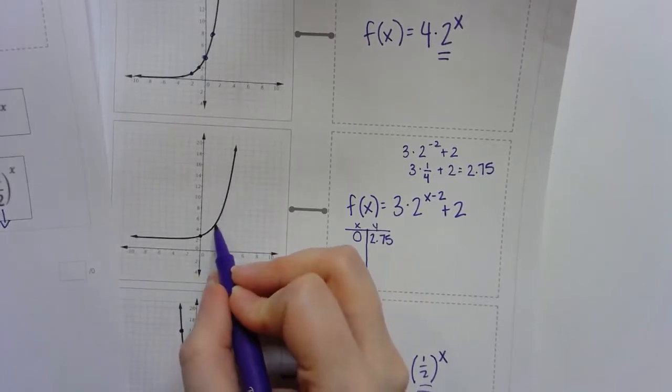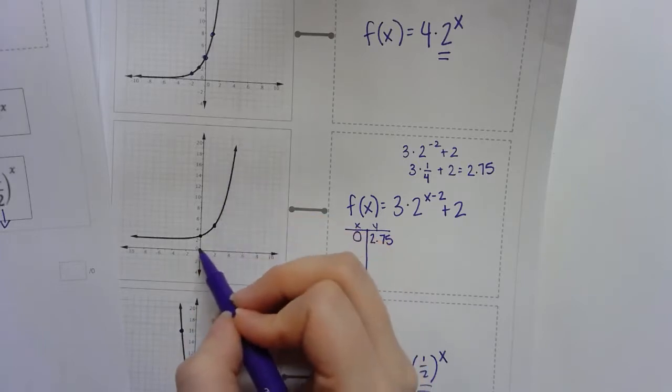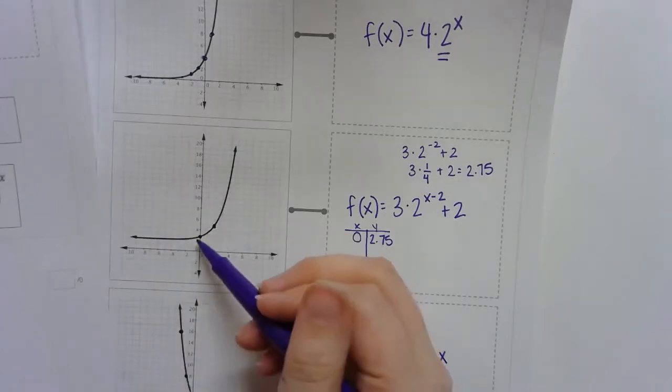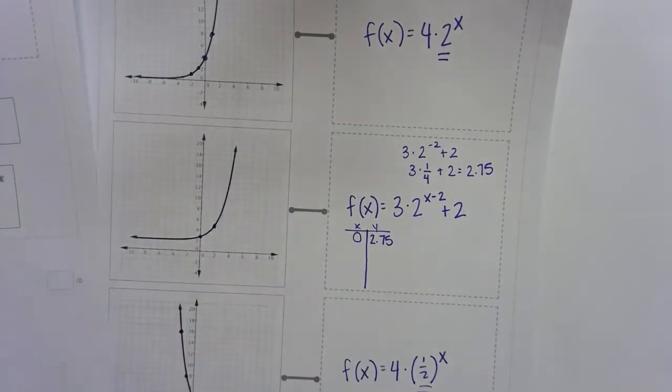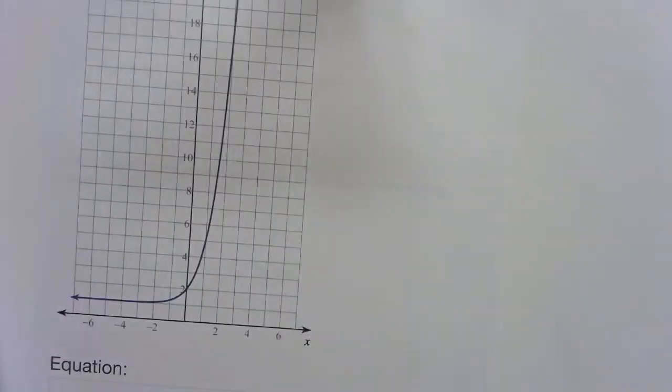You can continue to plug in points. If you put in 2, you should get out 5. You could put in the other points and check and see where it's at. If you go this way, you're going to see that it is approaching 2, has an asymptote at 2. Okay? So that was question 9.